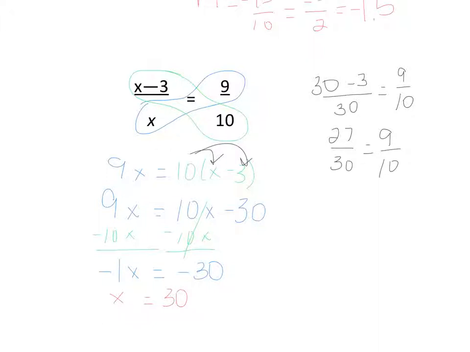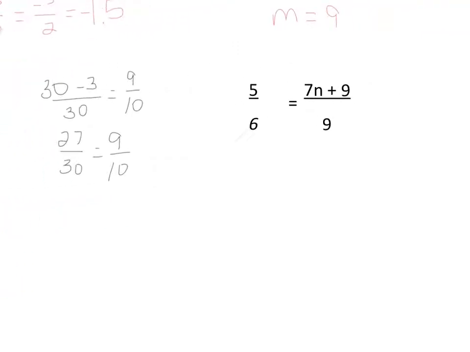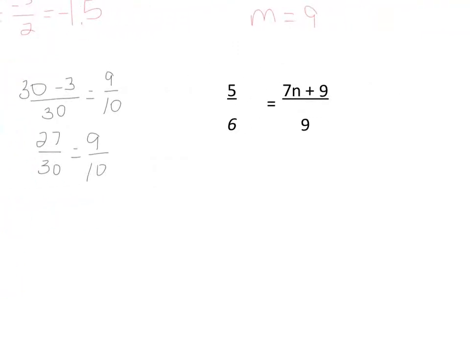We also can cross multiply. 30 times 9 is 270. 27 times 10 is 270. Either way we check it, we end up with the right answer. So, go us. All right, now for the last complicated looking problem.